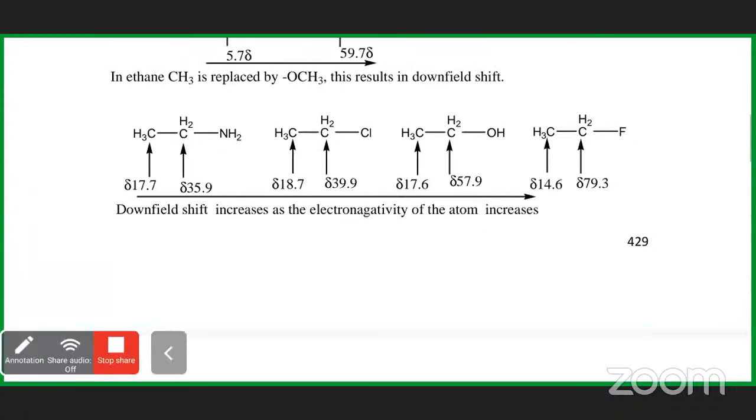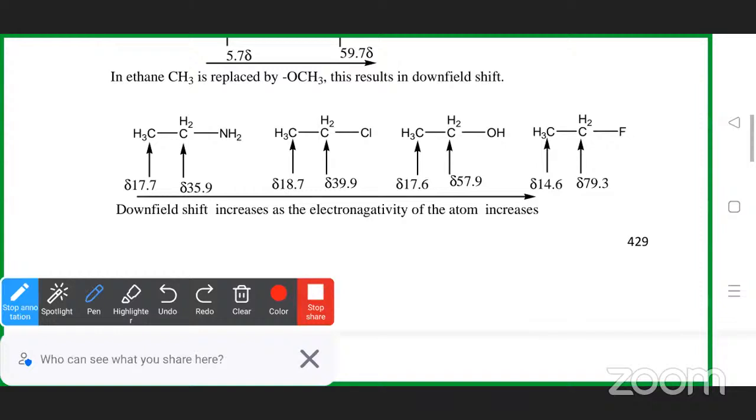Here a group of compounds is given, and you can see how electronegativity affects the delta values in these amines. Here this carbon is showing 35.9, attached to the more electronegative nitrogen, and this other carbon is not directly attached to the nitrogen, so you can see 17, which is about half. This is only due to the attachment and non-attachment of the carbon with the electronegative atoms.